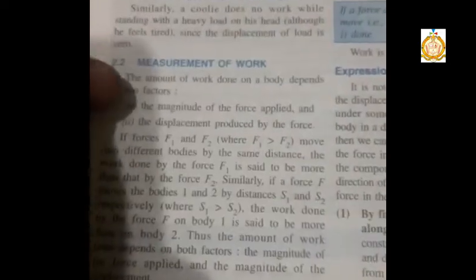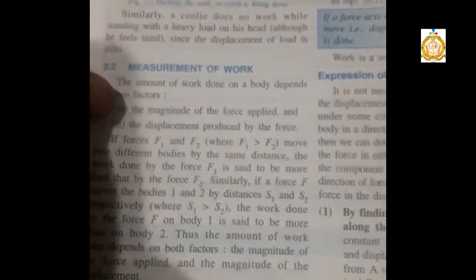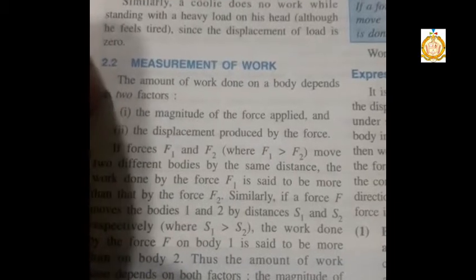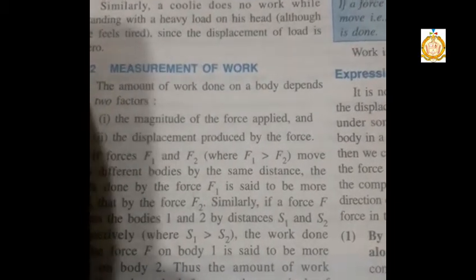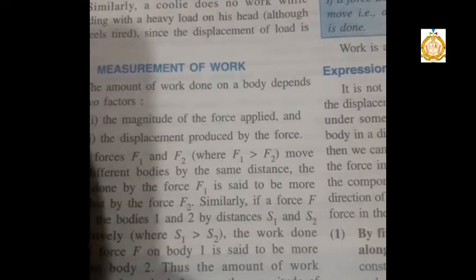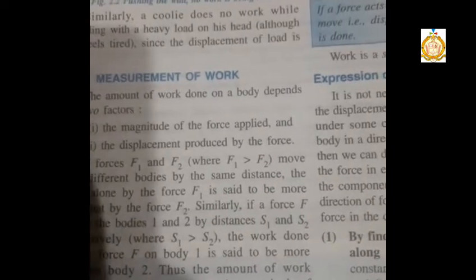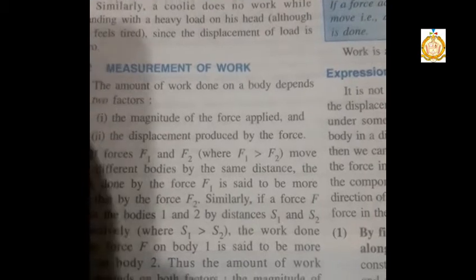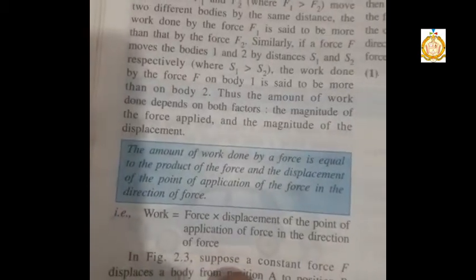How can we measure work? By the magnitude of the force applied. Magnitude means the total effect of the force we are applying. Second, how much displacement has occurred. These are the two ways by which we can measure work. So work is the amount of work done by the force.